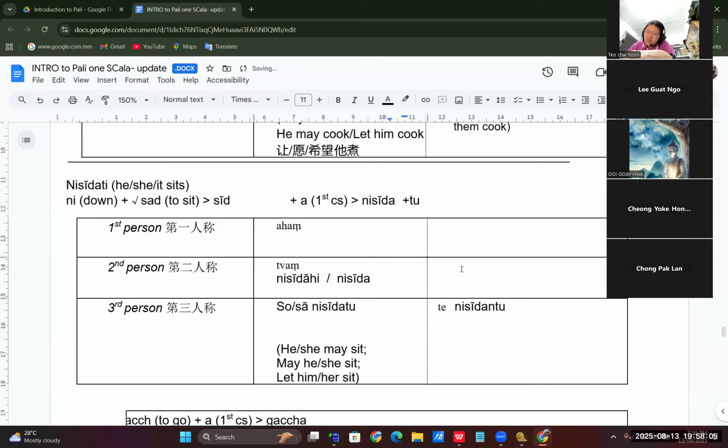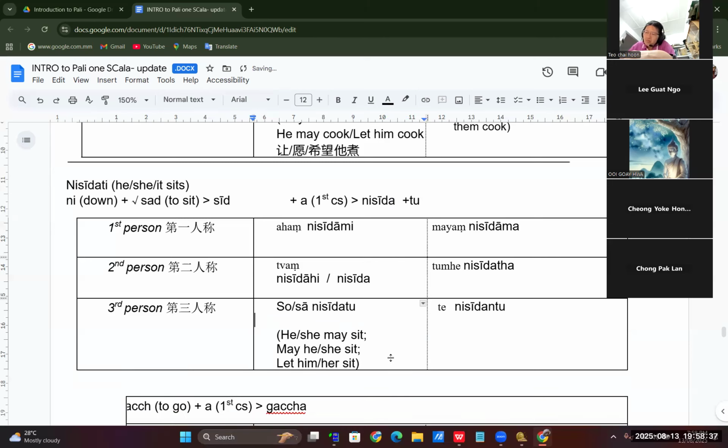So this will be tumhe. Nisida ta. Aham, nisida mi. But you need to put a long I before the mi. And this is mayam, nisidama. Okay, so that's how we write the Pali first. After you write the Pali, then you all need to write the English in this way. All right, anybody got problem? You all can write down.